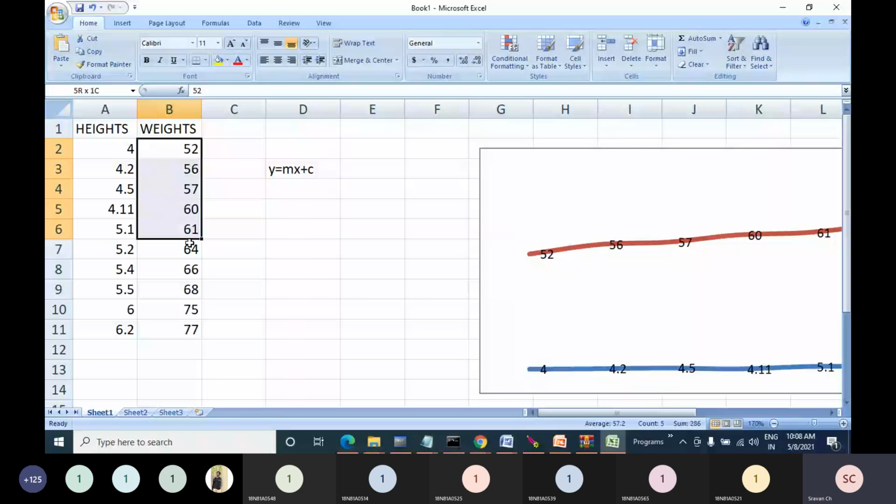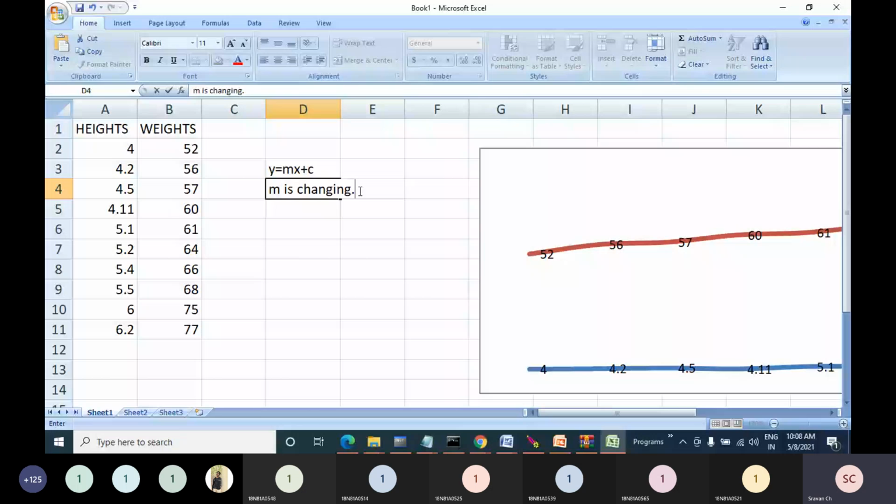So for these 10 heights and weights, I will try to apply y equal to mx plus c, and I'll try to study how this m is behaving, or what is the value of m, how m is changing. I will try to study that, right? Now what is the importance of this? If I know this m part, then in future, when you ask me, if height is 6.11, what is the weight?